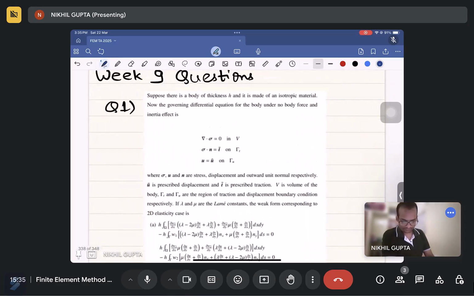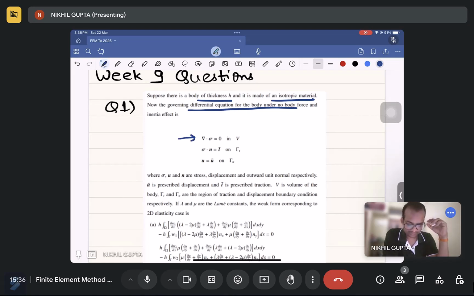This is a little big question. It says, suppose there is a body of thickness h. It is made of an isotropic material, and the governing differential equations are given. So can you tell me which equation this is? Yes, this is the basic equation. I have seen this somewhere in my advanced solid mechanics classes. It is solid mechanics. I don't remember right now. So it's an equilibrium equation.